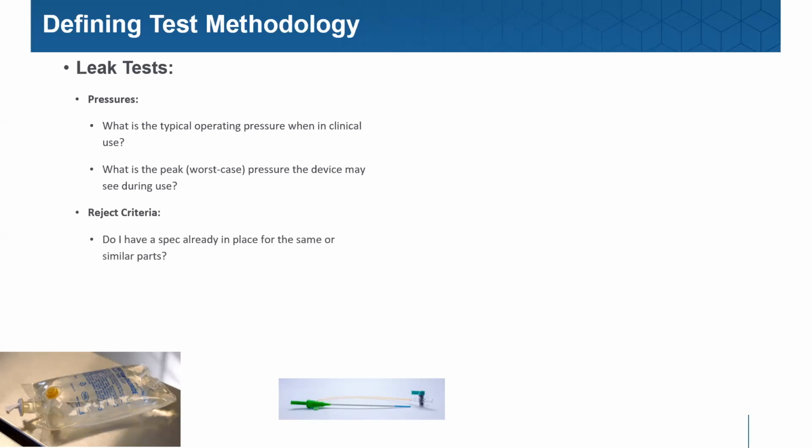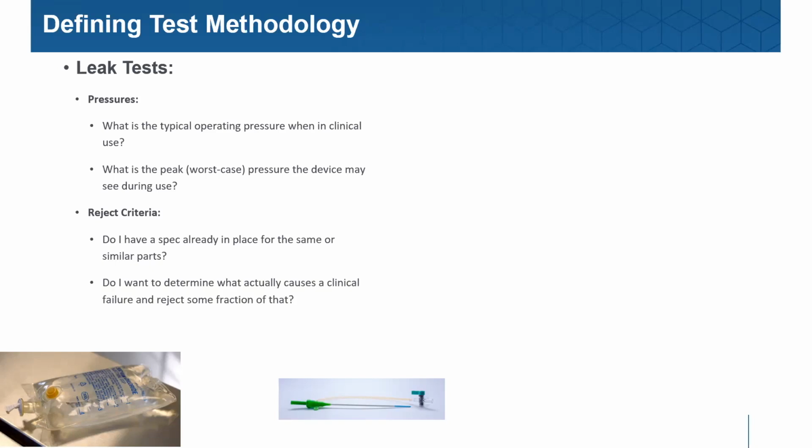Reject criteria. Is there a spec already in place? If you're a medical device manufacturer, unless you're working for a larger institution, meaning one of the larger companies who's been established and typically in operation for maybe a few decades, it is highly unlikely that you will have a spec in place, such as a leak rate at a given pressure. That is extremely uncommon, unfortunately, in the medical device industry.